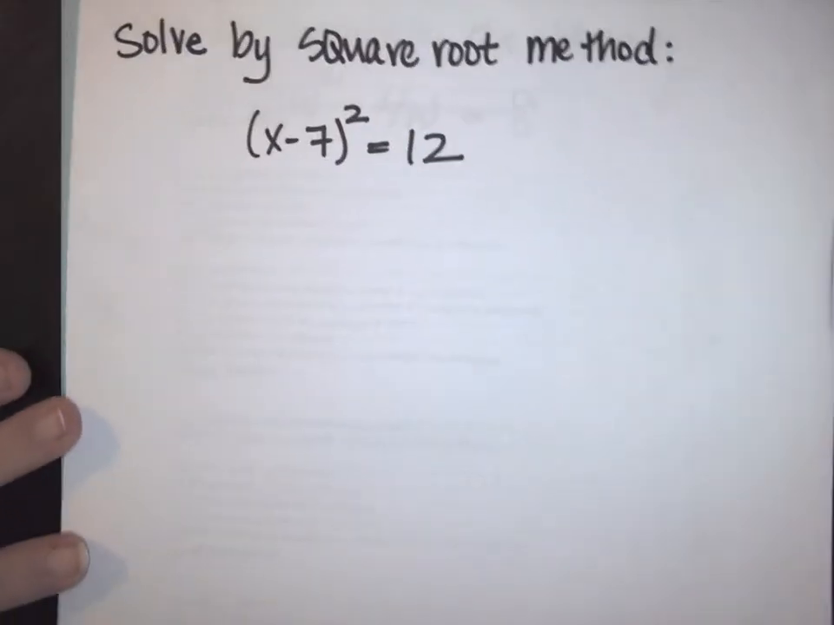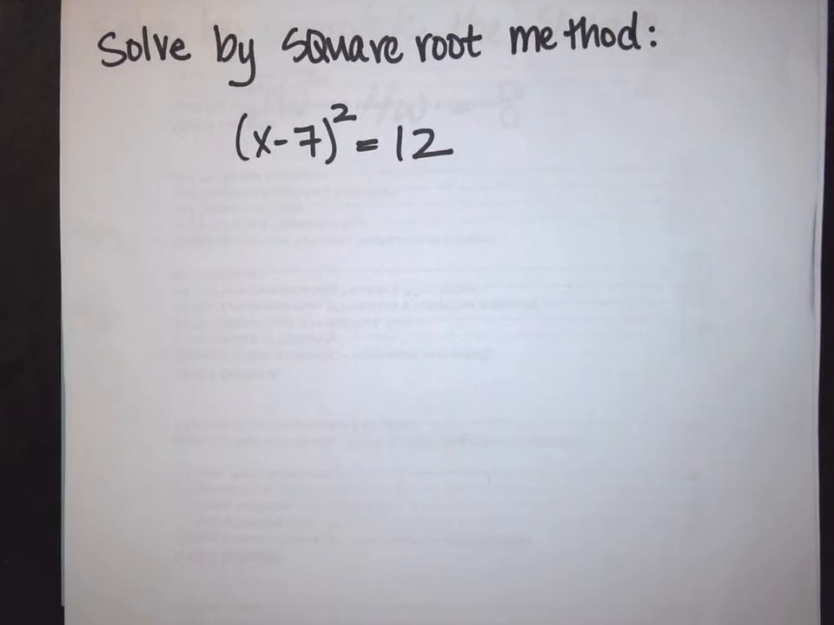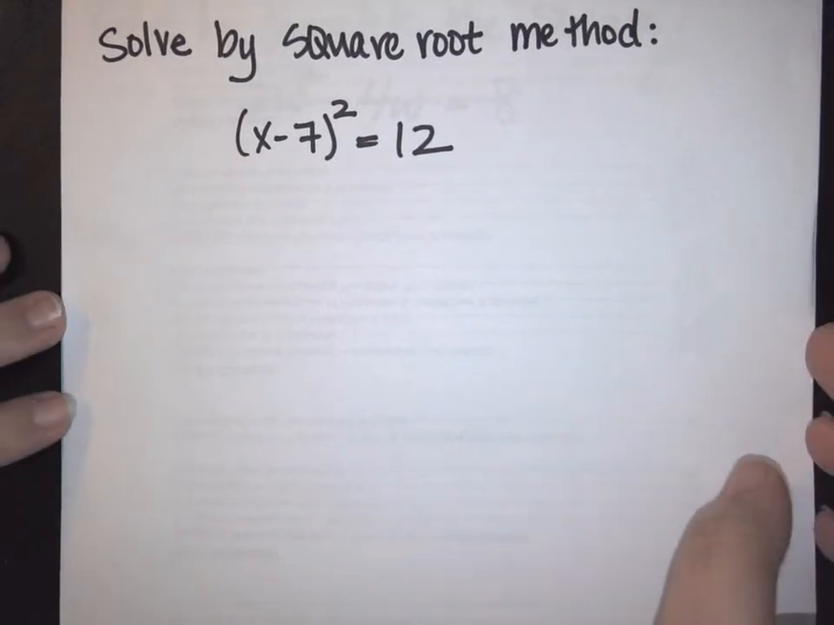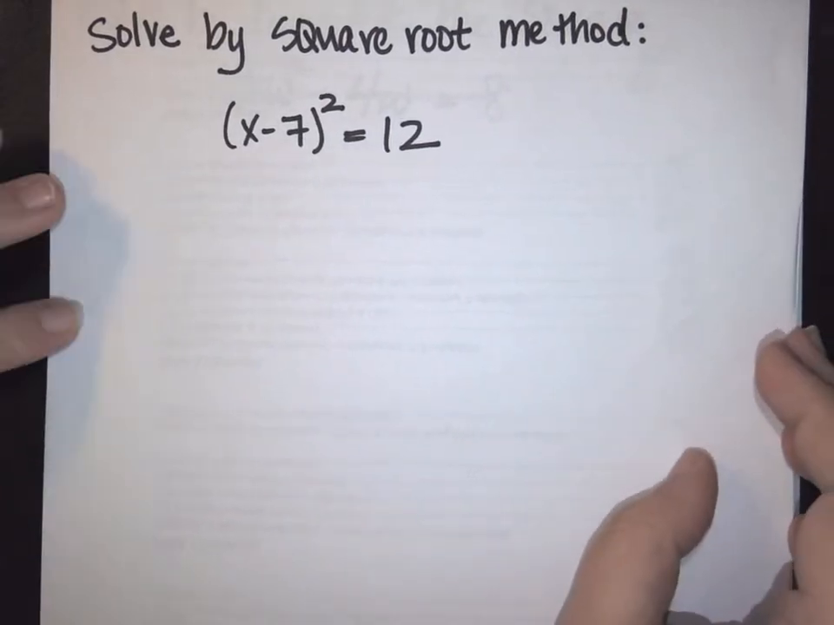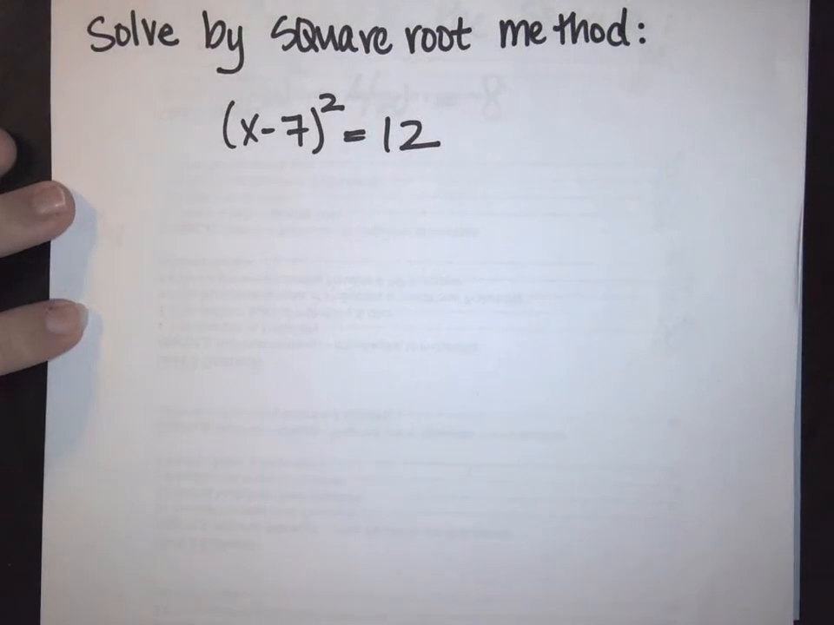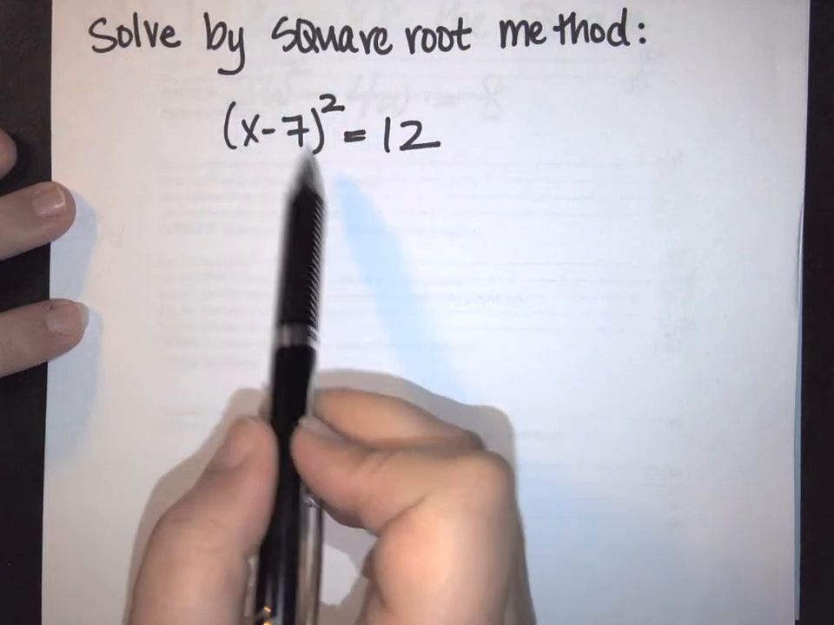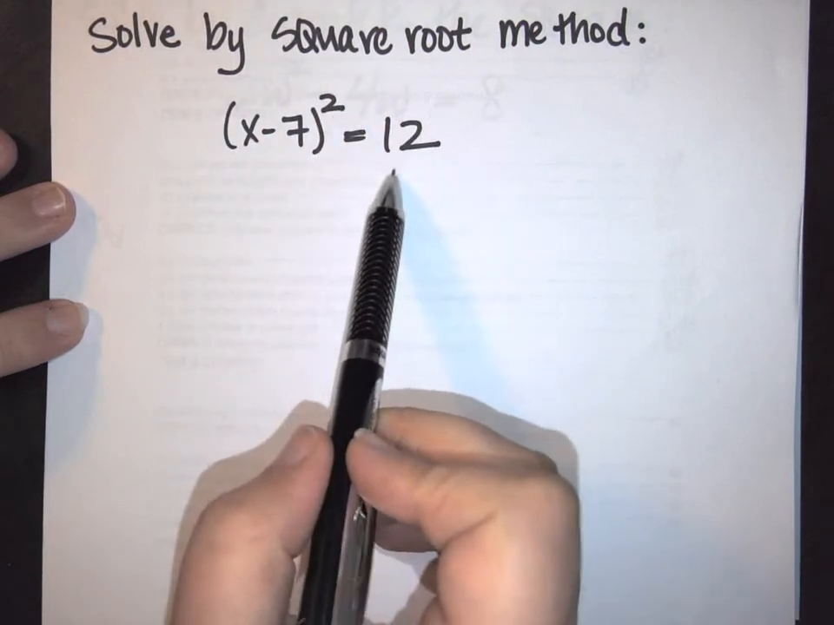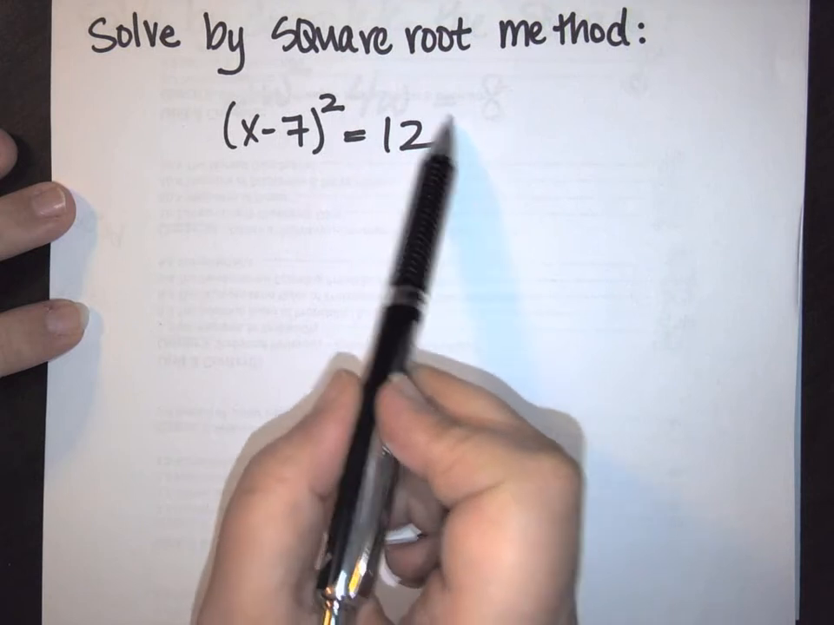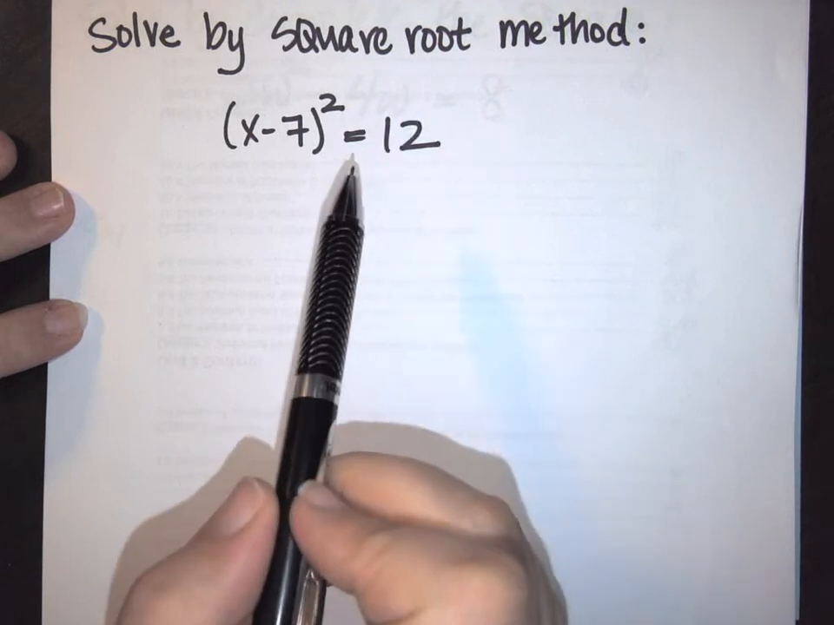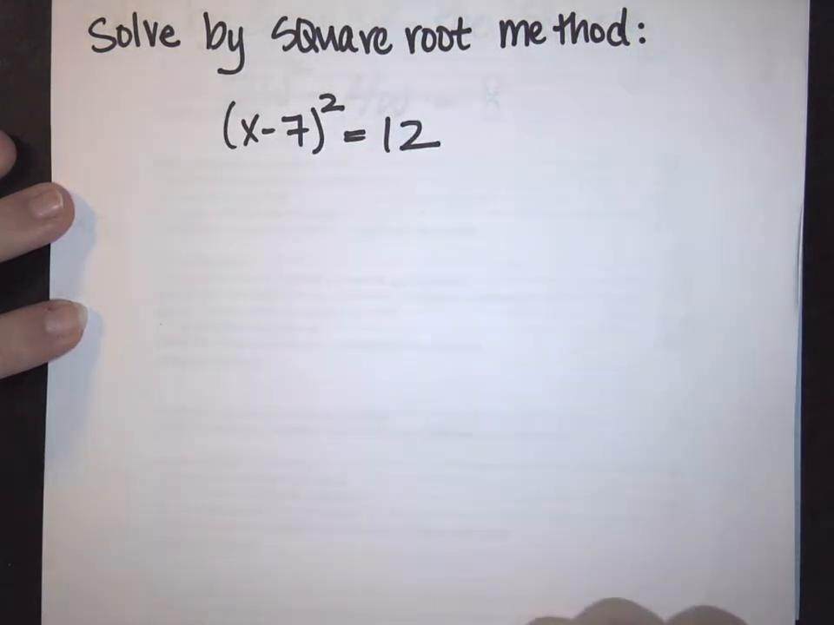Alright, let's look at another quadratic, and let's look here again at a different method. So here we want to solve by the square root method. The reason we can use the square root method is because on the left hand side, all I have is a binomial squared, and on the right hand side I only have constants. Because that occurs, we can use the square root method.